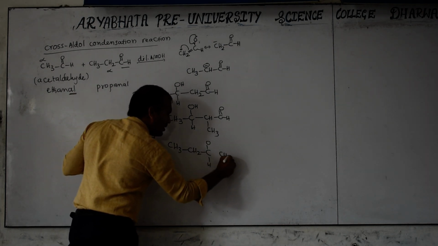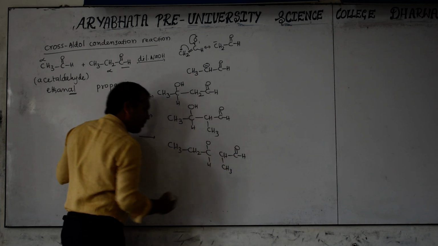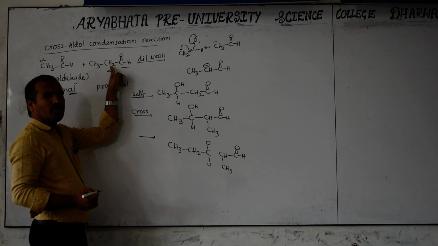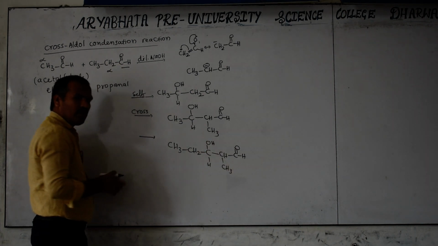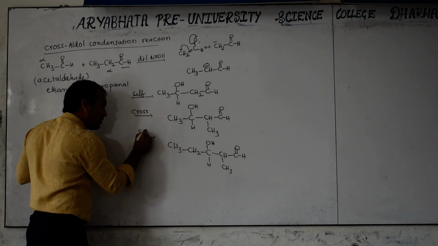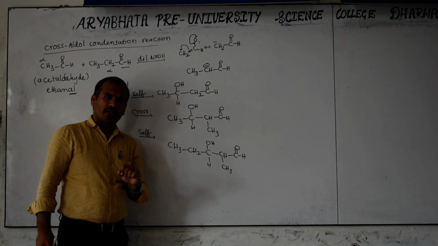Then CH, C double bond OH, CH3. How many hydrogens are there here? 2. One of the hydrogens added will bond here and here. Now this is which type of product? This is the self-Euler product. The same molecule participated.